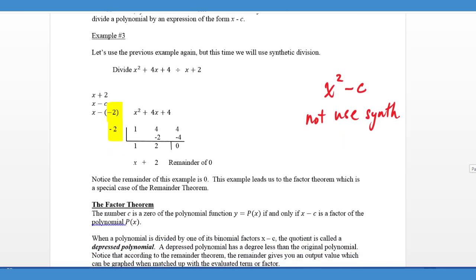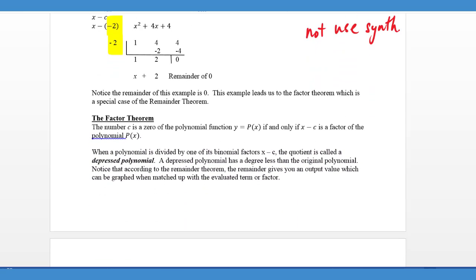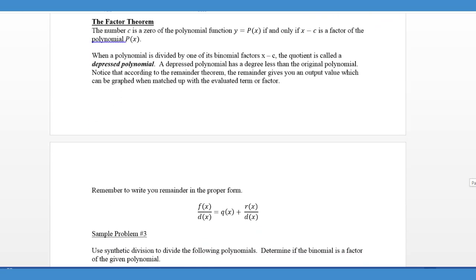If we go down here and look at the factor theorem, it basically tells us that if when you divide by x minus c the remainder is 0, then it has to be a factor. And then we can factor it and write the polynomial in what's called a depressed state. So read through that a little bit carefully, and then we'll go into writing remainders and factors.